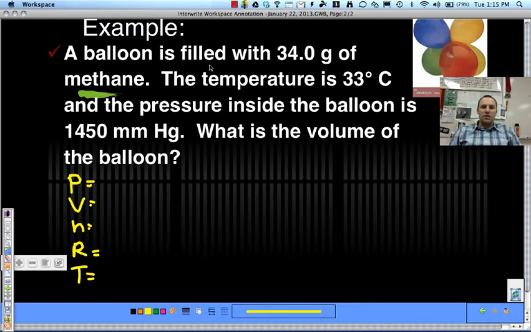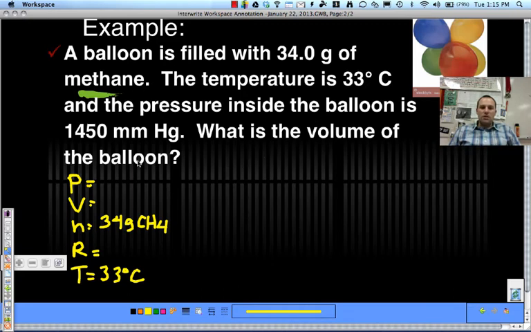A balloon is filled with 34 grams of methane. So which variable does that go with? Well, N is the closest one because N is the number of moles. Okay, and remember that grams can be converted into moles. So we'll have to do that in a minute. The temperature is 33 degrees Celsius. Again, not in the correct unit, but we're going to put it right there.